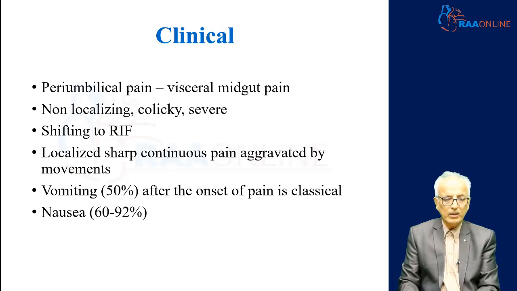Vomiting is the next important presenting complaint, happening in almost 50% after the onset of pain. Vomiting preceding the pain is a classical feature of intestinal obstruction, whereas vomiting starting after the onset of pain is a classical feature of acute appendicitis.